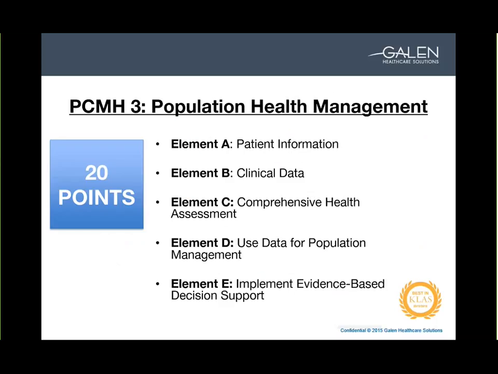The intent of this standard of population health is really that you're using a comprehensive health assessment and evidence-based decision support on complete patient information and clinical data to manage your entire patient population. There's 5 elements. You can see what those are, and we'll go through each one of them and how you get the patient information and clinical data. What does a comprehensive health assessment look like? How do you use that data from population health? And then how do you use and implement the evidence-based decision support?